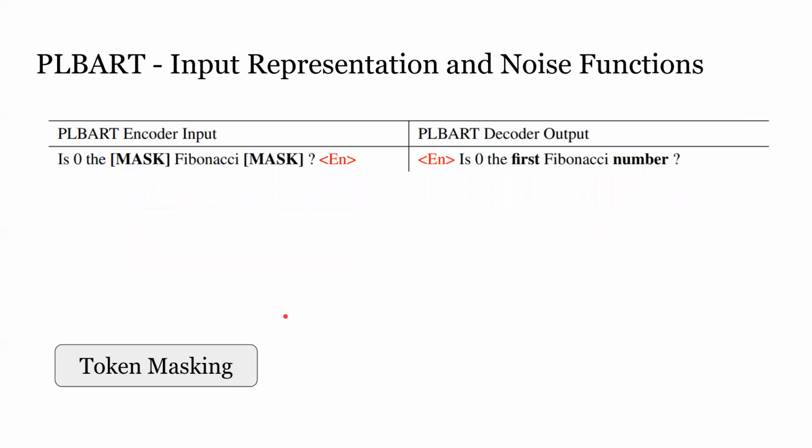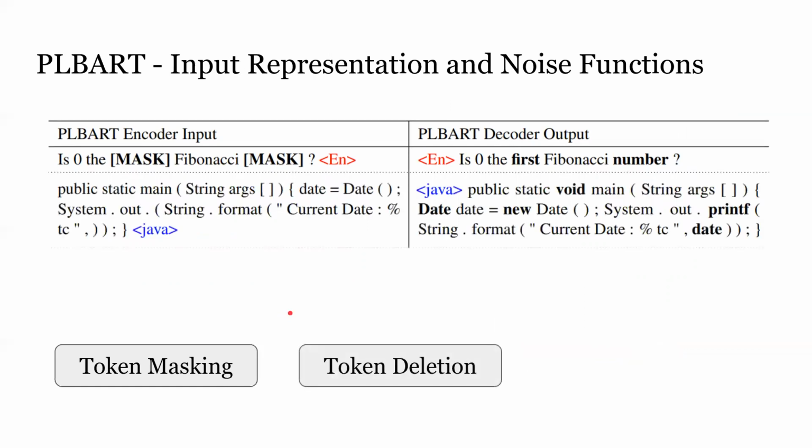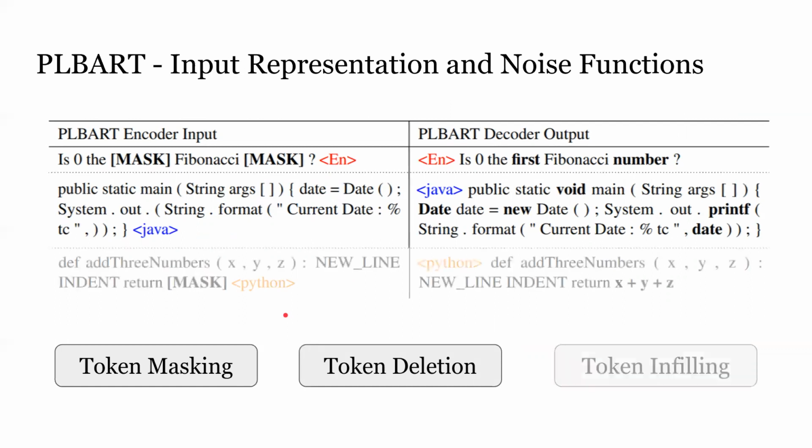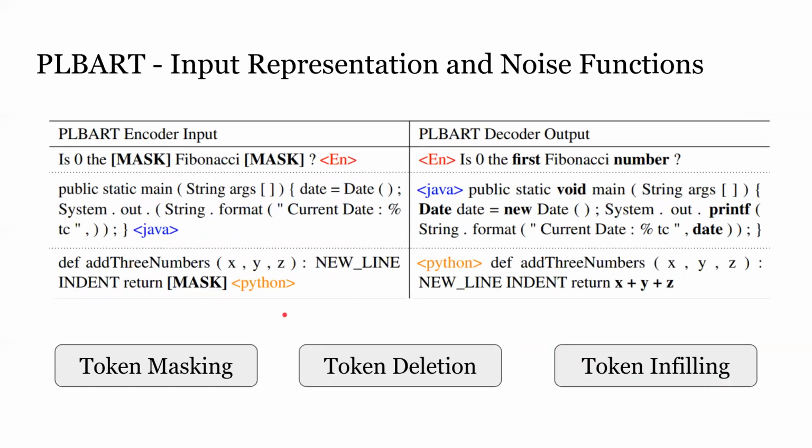We use three different noising strategies for denoising tasks. First, we use token masking, where we randomly mask out some of the tokens. Second, we use token deletion, where we randomly delete some tokens from the input. And third, we use token infilling, where we mask out a subsequence of tokens.